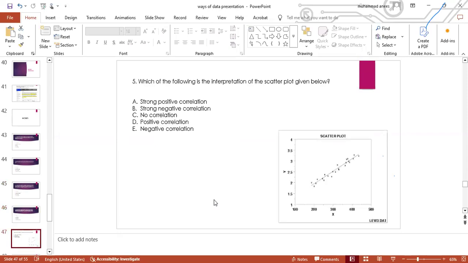Number 5, which of the following is the interpretation of the scatter plot given below? A, strong positive correlation, B, strong negative correlation, C, no correlation, D, positive correlation, E, negative correlation. Strong positive correlation. Yes, strong positive correlation is the answer.